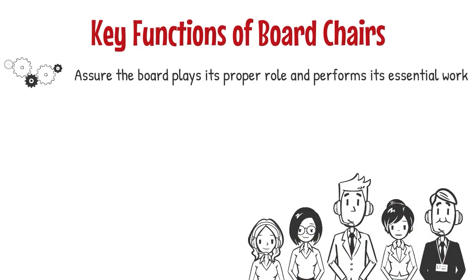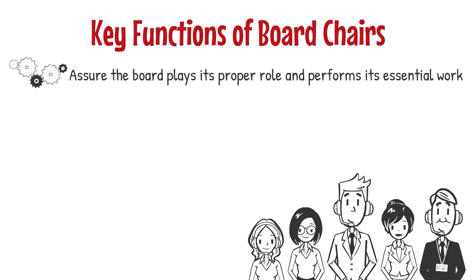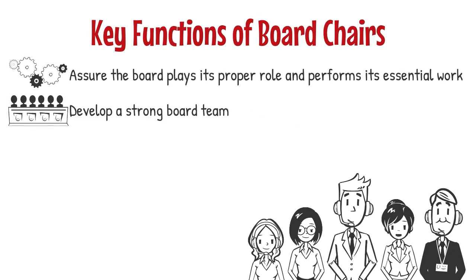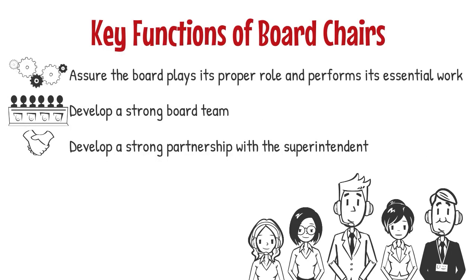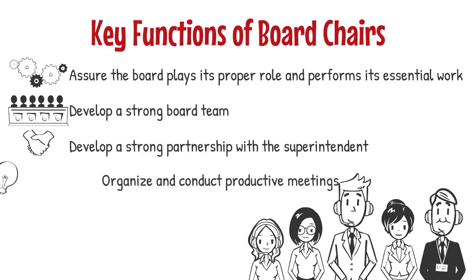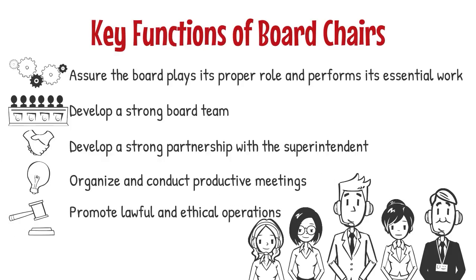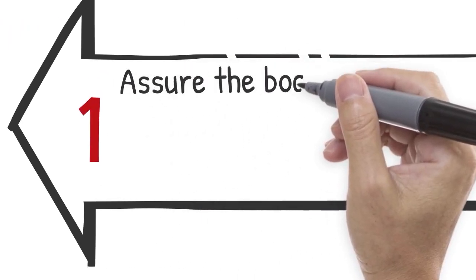Ensure the board plays its proper role and performs its essential work. Develop a strong board team. Build a great working relationship with your superintendent. Make sure meetings are organized and productive, and advance lawful and ethical operations. Let's break these down and discuss effective practices for each of these critical tasks.